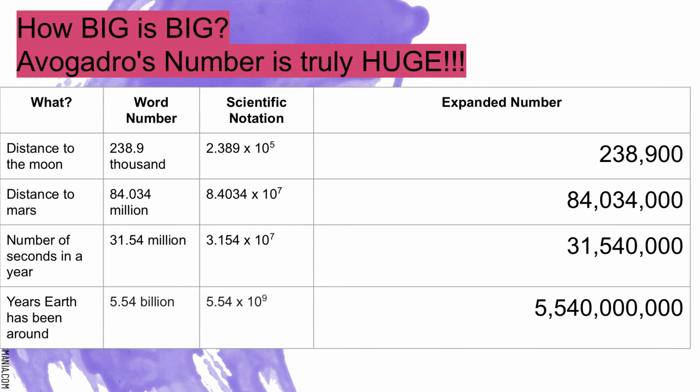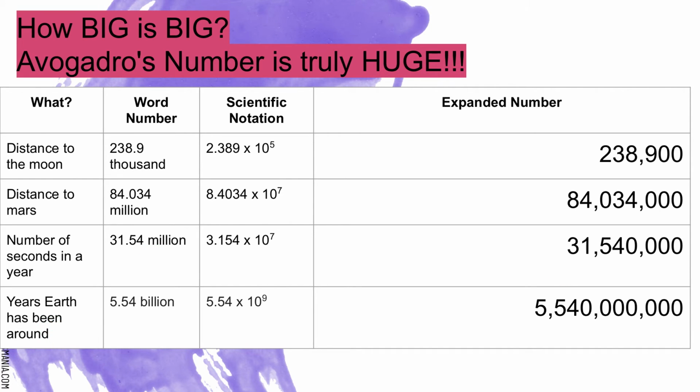So just how big is Avogadro's number? The distance to the moon is 238.9 thousand miles. If we expanded that number, it would look like this. Distance to Mars is 84.034 million miles. Looks like this expanded number. Number of seconds in a year, 31.54 million, which looks like this.